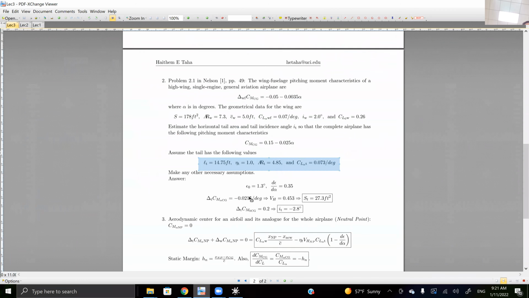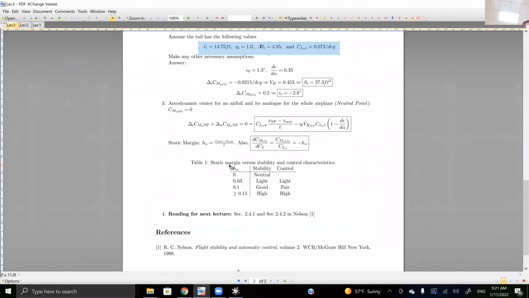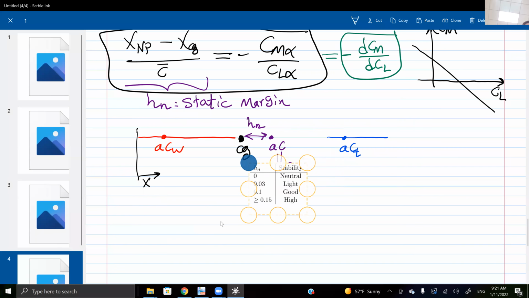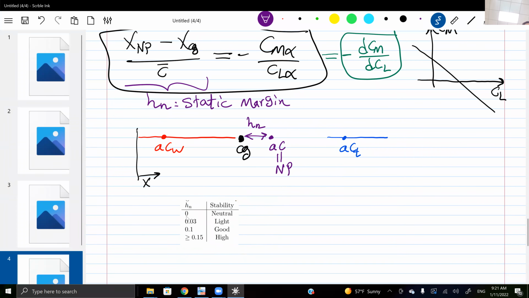So actually, the airplane is characterized by this distance. Let's look at that. If the static margin, we already discussed, is 0, the airplane is neutrally stable. If it's around 0.03, the airplane has light stability. If it's 0.1, this is good stability. If it's larger than 0.15, this is heavy stability.